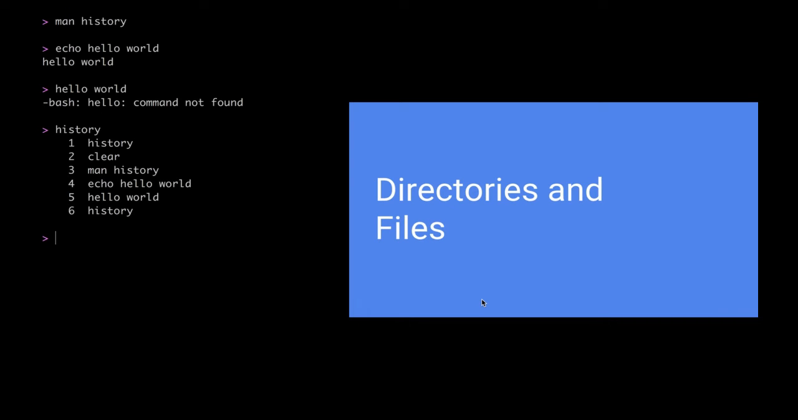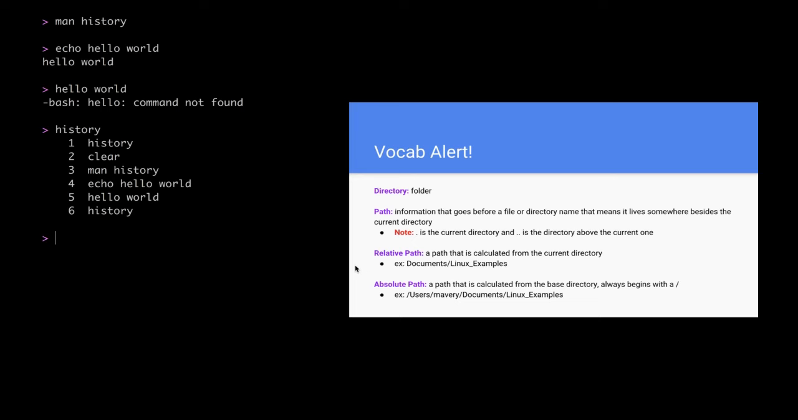Okay, so this next set of slides is about the directories and the files through the command line. A couple of vocab things. A directory is just another word for a folder. A path is information that goes before a file or directory that means it lives somewhere besides the current directory. So if you're inside of documents and you want to touch something inside of pictures through the command line, you would give it a path before the file name to indicate that it's in pictures and not in documents.